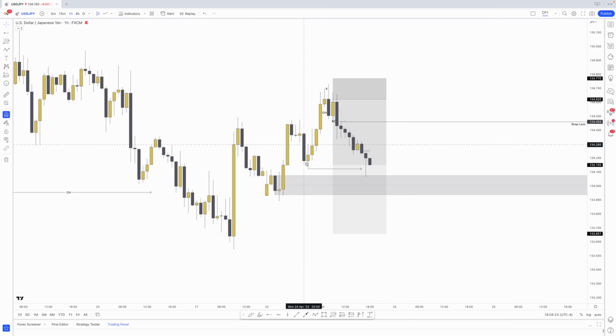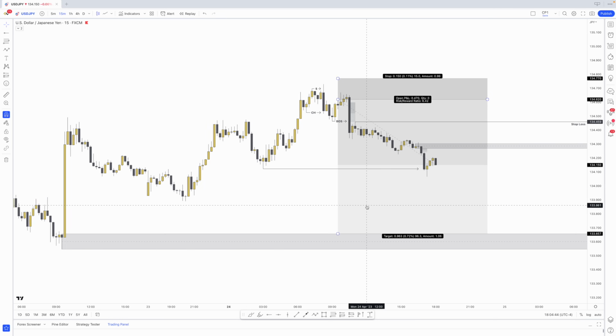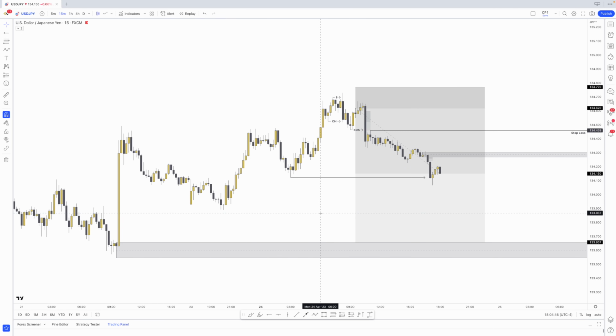We then saw a pullback and then a push to the upside, which inevitably broke this market structure here. But this order block down here wasn't actually responsible for breaking anything other than minor internal structure, which I'm not too concerned with in this trade. So with that being said, I don't see this zone holding long-term either. So that definitely does make me feel more confident in my overall target.